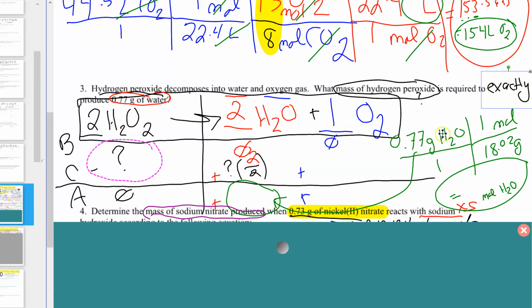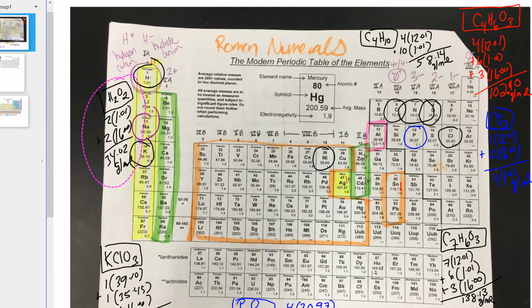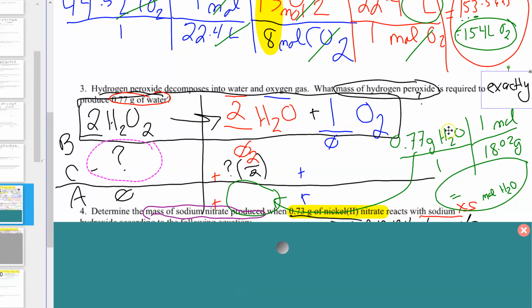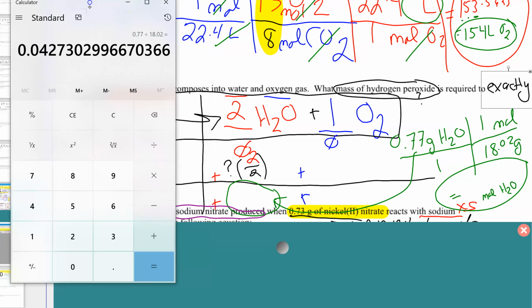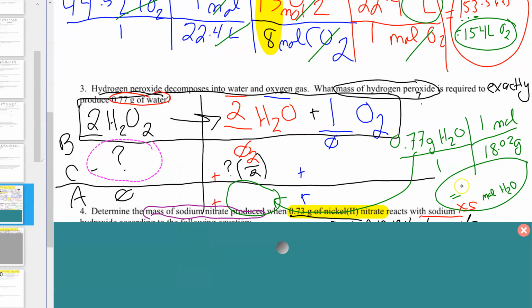They said that we want to get 0.77 grams of water. We need to convert grams of water to moles of water to get our final answer right here. So you go to the periodic table, you find H2O, so hydrogen plus 2 oxygen, and you're going to get 18.02 grams. So take 0.77 grams of water, divide by its molar mass, and that'll give us our moles of water. So 0.77 divide by 18.02, and that's going to give us 0.0427. So that's how many moles of water were produced.